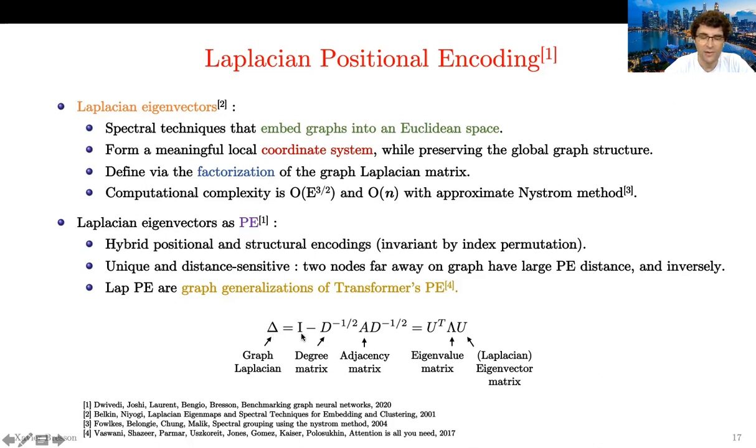Here, you have the identity minus the normalized degree-adjacency matrix. If you do the factorization, you will get the eigenvectors and the eigenvalues, and the eigenvectors are the positional encoding that we used last year. They are interesting because they are hybrid positional and structural encoding. They are unique and also distance sensitive. And they are a natural generalization of the standard transformer positional encoding, the cosine and sine functions, but generalized to graphs.